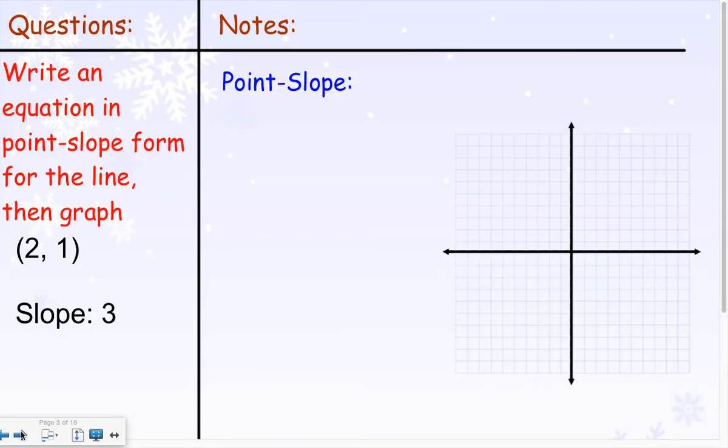This question says write an equation in point-slope form for the line, then graph. For point-slope form, I'll do the exact same thing as I just did on the last slide. Y minus, my y coordinate is 1, equals my slope, which is 3, times x minus 2.